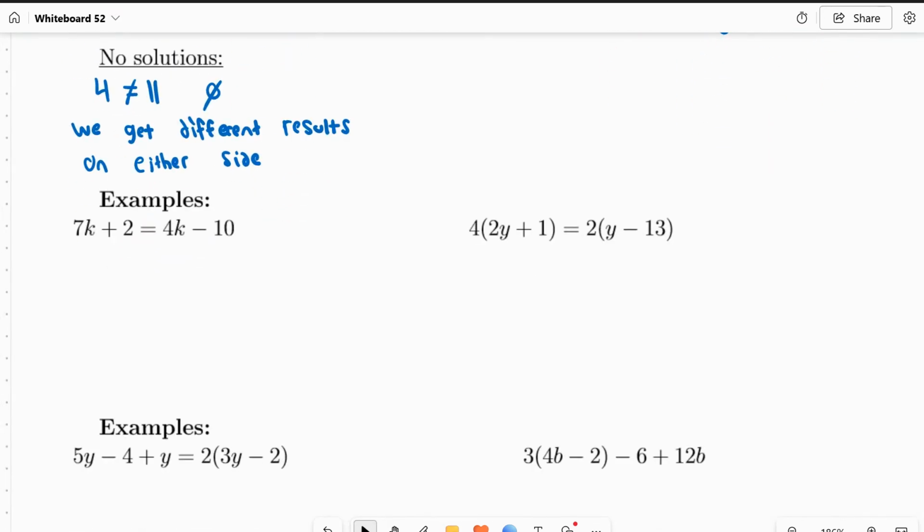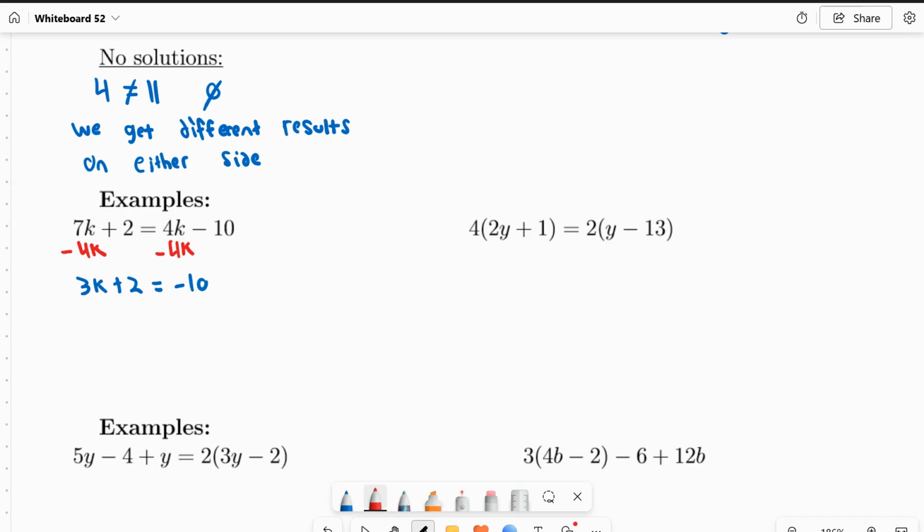Just like solving any other equation where we want constants on one side and variables on the other, variables on both sides works the exact same way. So we can either move our constants or our variables first. Since this is the first one, let's start with variables. I'm going to start by subtracting 4k from both sides in order to get my variable just on the left side. That's going to give me 3k plus 2 equals negative 10.